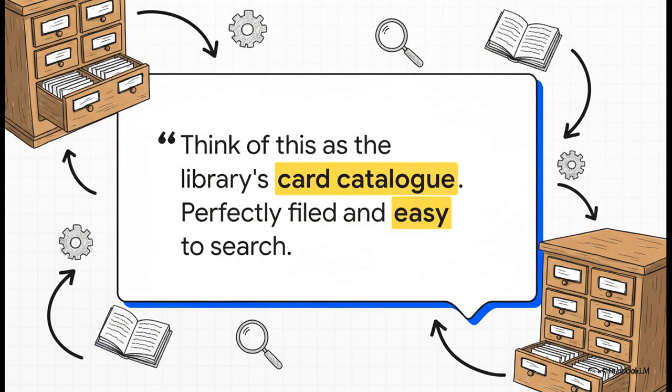So, sticking with our library analogy, this is the classic card catalog, right? Every book has its own card, every card is in the perfect drawer, and you can find exactly what you need with a clear, logical system. It's structured, it's reliable, and it's perfectly organized.